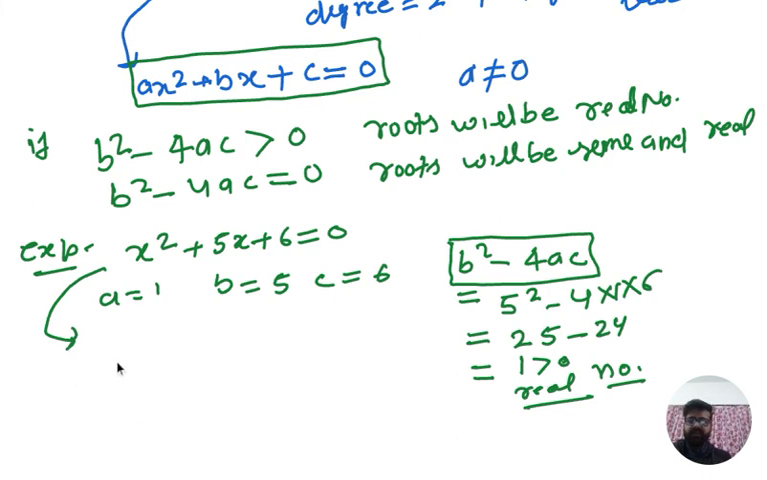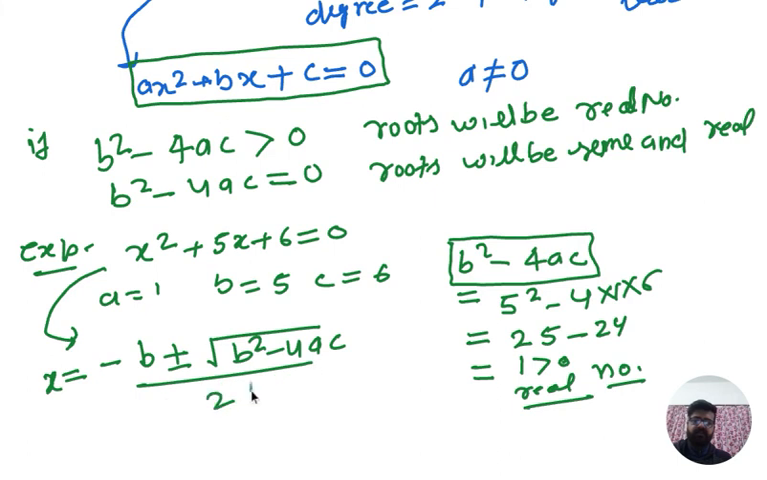There is a formula, and this formula is valid for every quadratic equation, whether the roots are real, the roots are same, or the roots are imaginary. This formula is valid for all types of roots. So we will use this formula, and this is x equals, because we are finding the value of x, minus b plus minus under root b square minus 4ac divided by 2a.